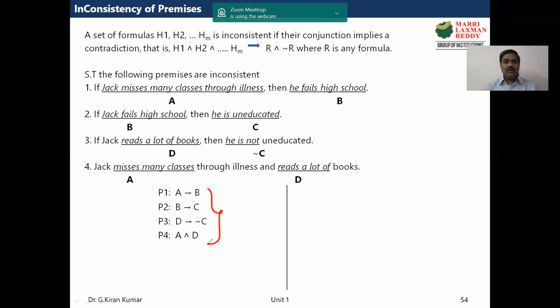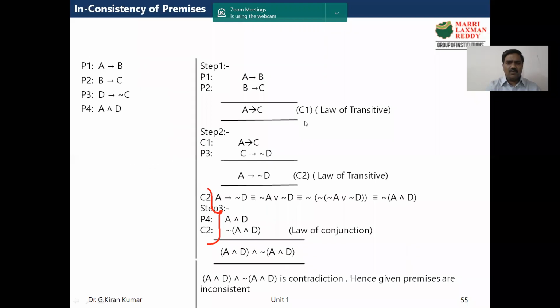So the idea is very simple. You must derive a contradiction statement. If you observe carefully, there is no target. In the earlier direct method, at least we had some target. Now there is no specific target, but our goal is to derive any one contradiction statement. There are many possible solutions for this. I am showing in this video two possible solutions. Let us see quickly here.